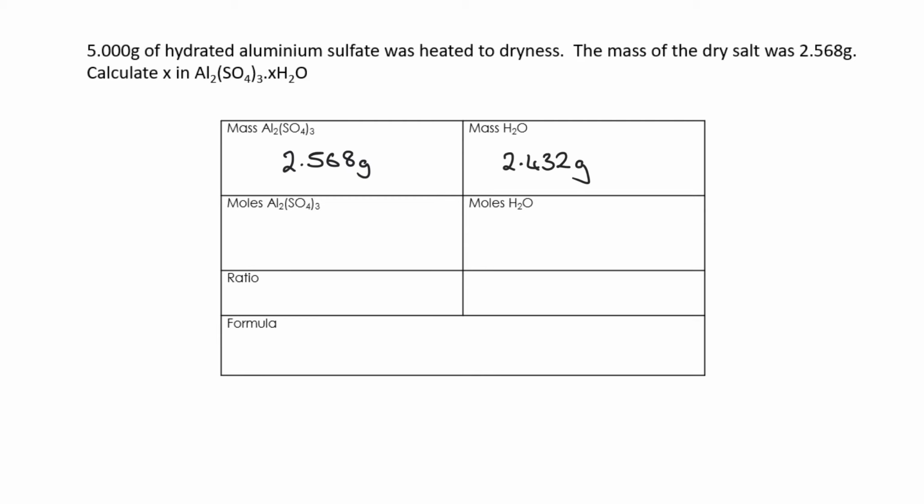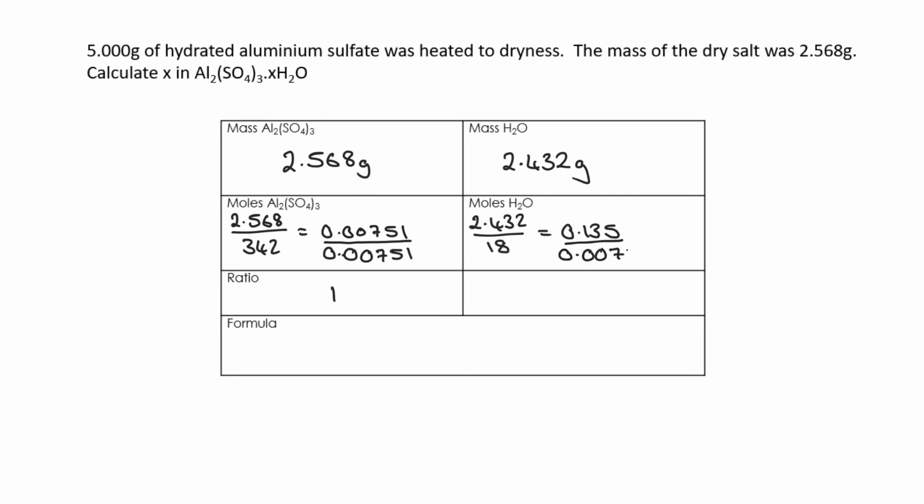So we've got the masses on our table. What we've got to do now is work out the number of moles. Moles is mass divided by Mr. Let me just do that. So we've got the numbers of moles here. If we divide through by the smallest, 0.00751 divided by itself is obviously 1. And 0.135 divided by 0.00751. Let me pop that on my calculator and work that out. 0.135 divided by 0.00751, and we get 17.97. We can round that up to 18.